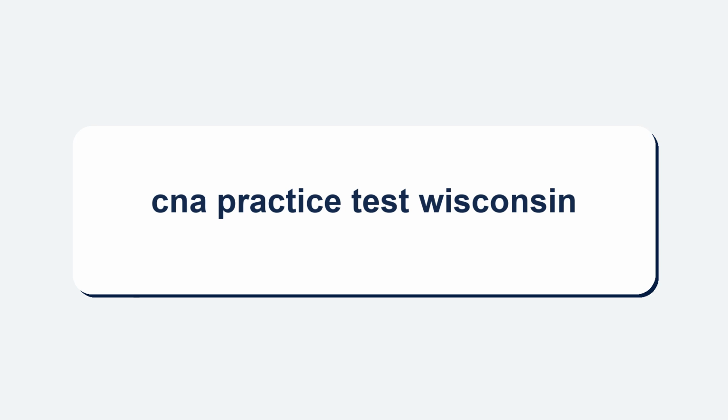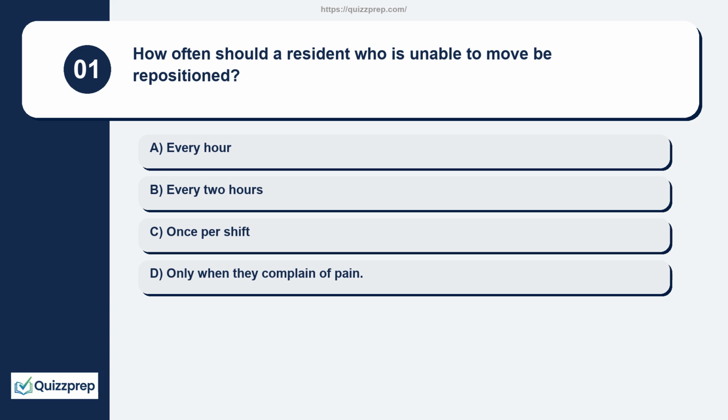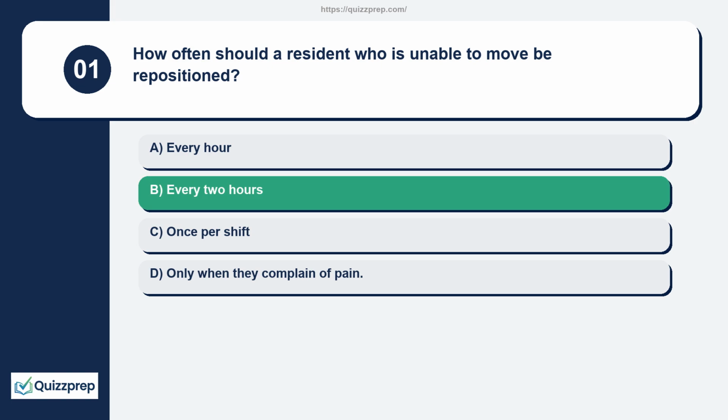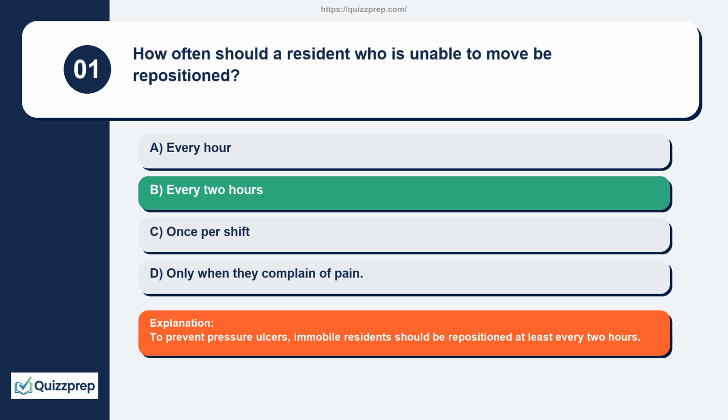CNA Practice Test Wisconsin. Question 1. How often should a resident who is unable to move be repositioned? Every hour, every 2 hours, once per shift, only when they complain of pain. To prevent pressure ulcers, immobile residents should be repositioned at least every 2 hours.